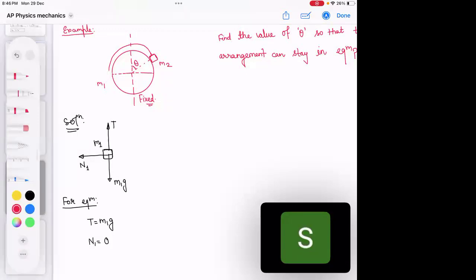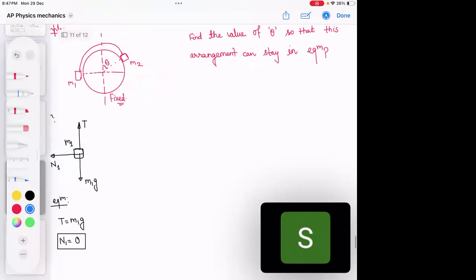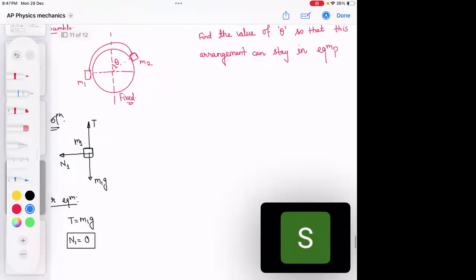Actually, can I say this M1 block will have a slight gap here? Do you understand why I'm saying there is a gap here? Because I calculated the normal and got 0. That means there is a small gap between M1 and that fixed cylinder. Understood? Now let's focus on M2.